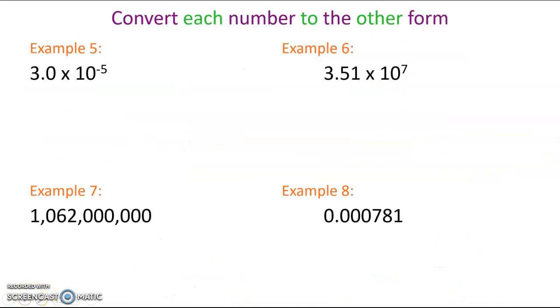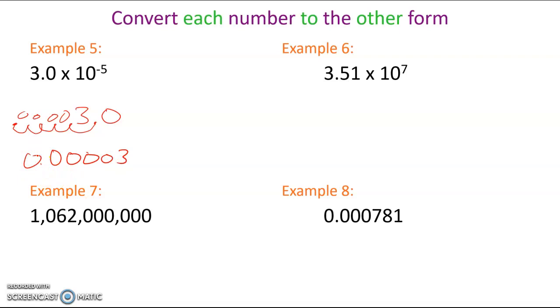Working some more out here. 3.0 times 10 to the negative fifth. We're going to take this decimal and move it. It's negative, so we're going to move it to the left. 1, 2, 3, 4, 5. All right. Spaces, going to put zeros. I'm left with 0.00003, with a 0 out front there.